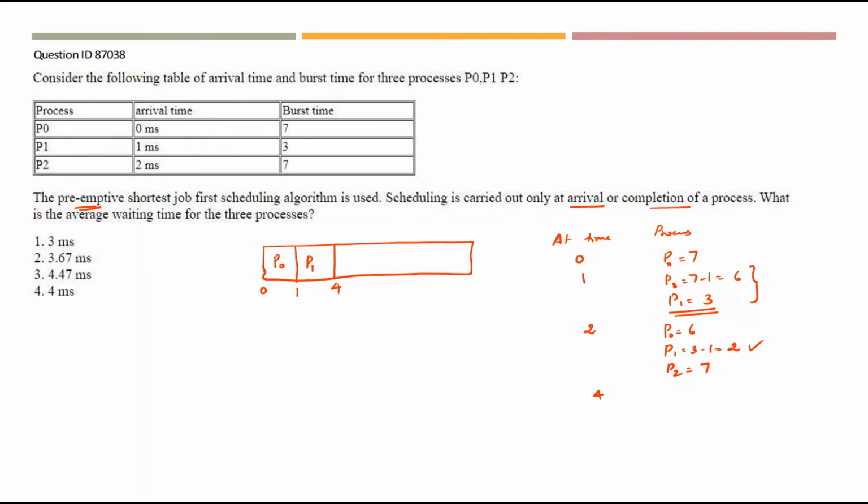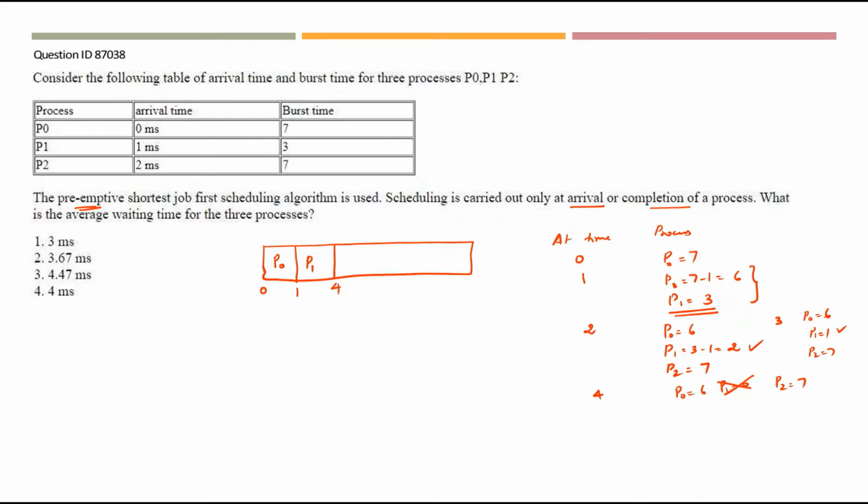You can even put for 3. When it is 3, P0 will remain 6, P1 will have 1 and P2 will have 7. Again we are choosing this. At 4 we will have P0 is equal to 6, P1 is equal to 0. It means the job is over and P2 is equal to 7.